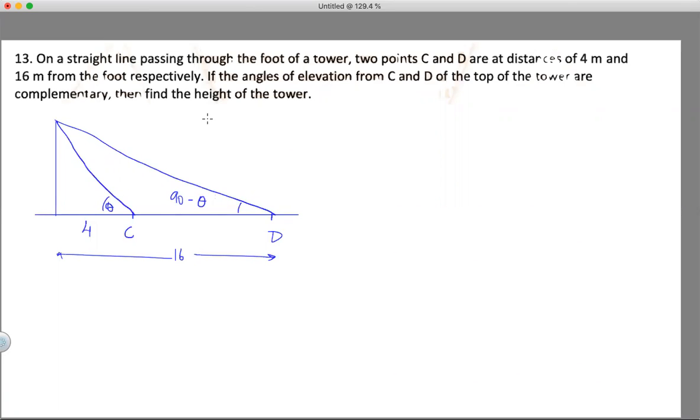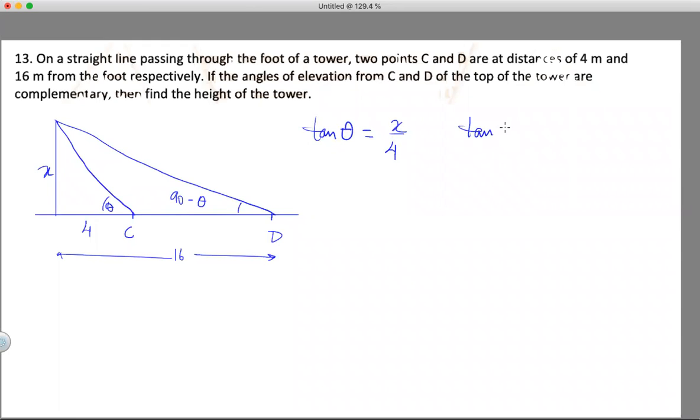We have to find the height of the tower. Okay, so we will say tan theta. We'll just do it once and see. Tan theta is equal to, let's say the height is x, so it is x by 4.